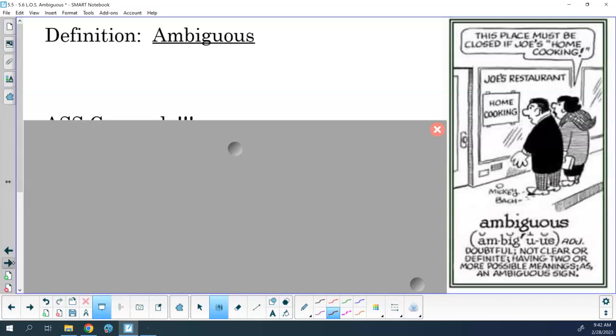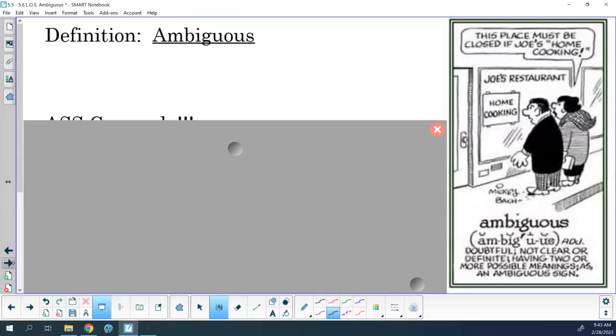So like Joe's restaurant here, Joe's home cooking, right? Is Joe at home cooking? Because he could be home cooking. Or is his restaurant like what he makes at home? You know what I mean? Okay. So that's what ambiguous is.